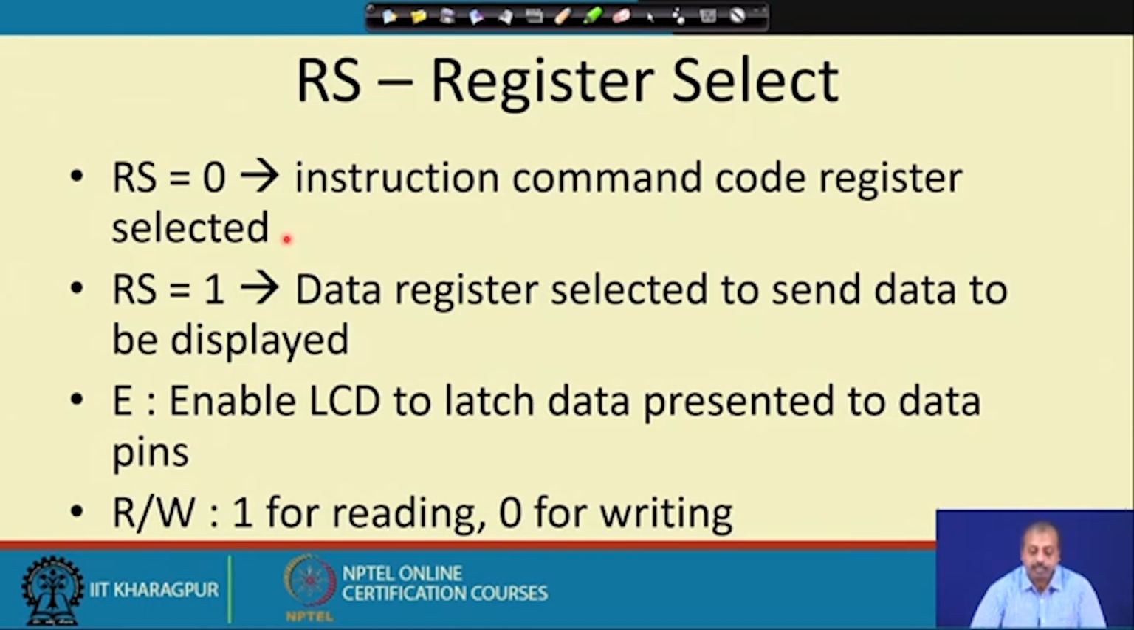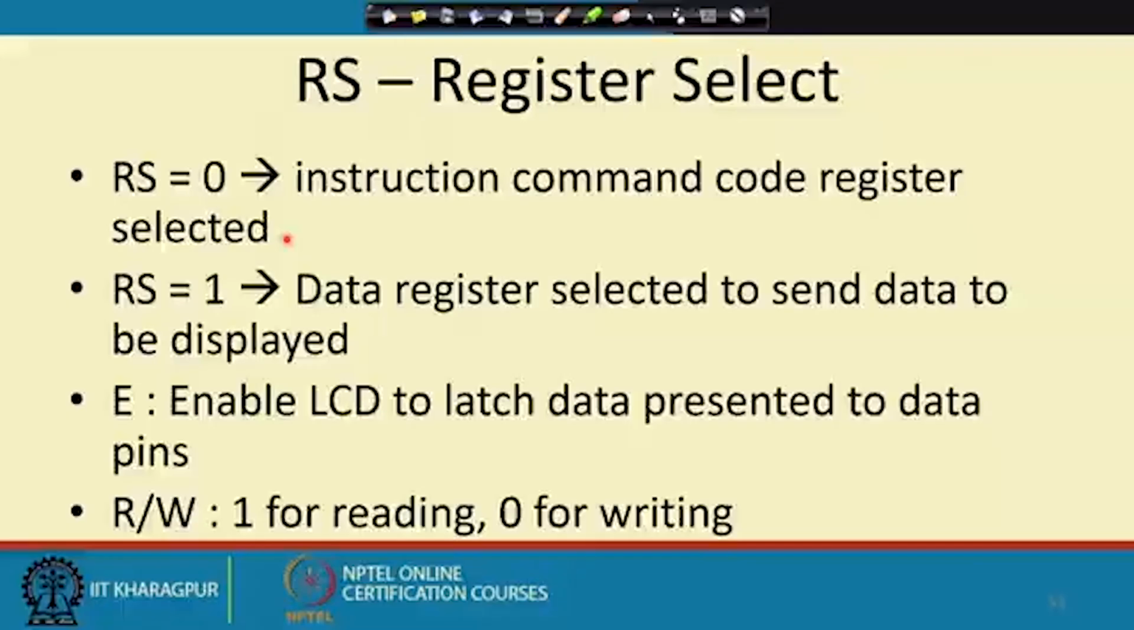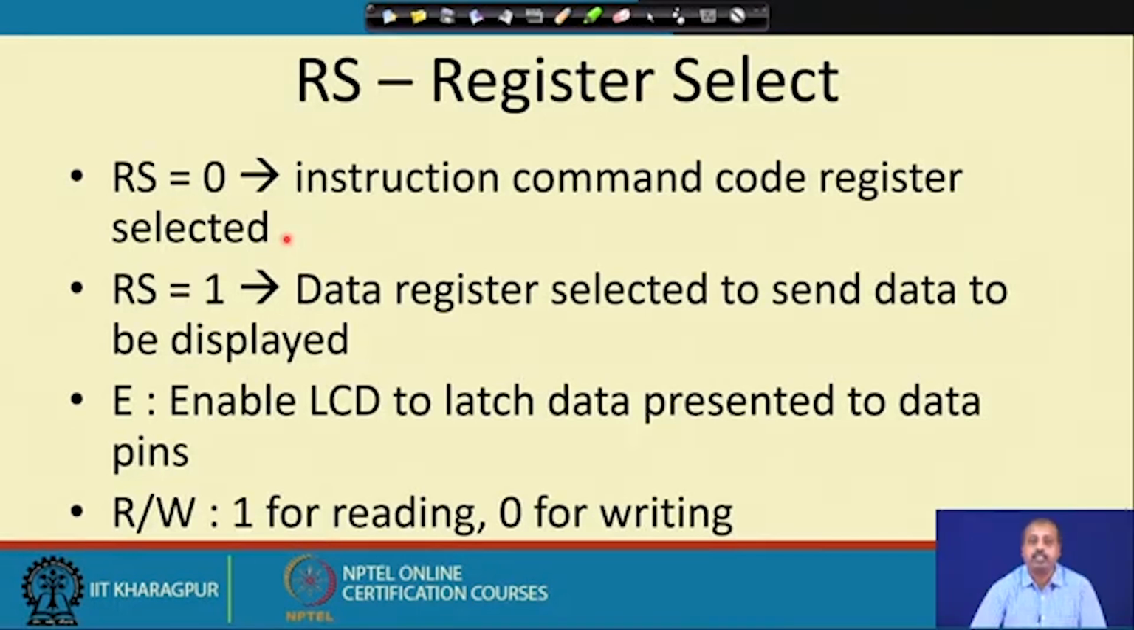Then the enable: enable the LCD to latch the data presented to the data pins. This enable is similar to all other enables. You just enable it, so that the value you are putting onto the data bus will be put into the data register for display. And there is a read/write pin. It is 1 for reading and 0 for writing. If you are trying to write something onto the command code register or data register, you put a 0 here, and if you are trying to read the status of the LCD, you give a 1 on the read/write pin.